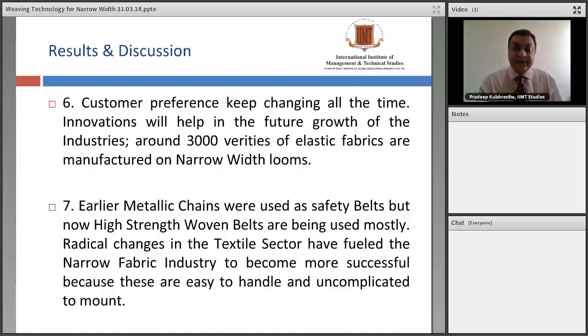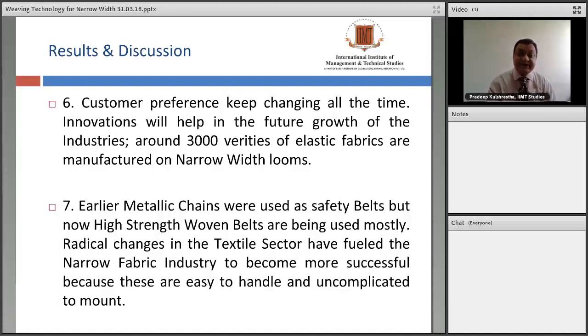What is running today, tomorrow will be different because innovation is there. They want to add some facilities, they want to add some eye-catching colors, they want to make some multi-uses. So innovation is a continuous phenomenon in the present era. So by sampling on the narrow width, we can make many innovative types of fabrics at economic cost.